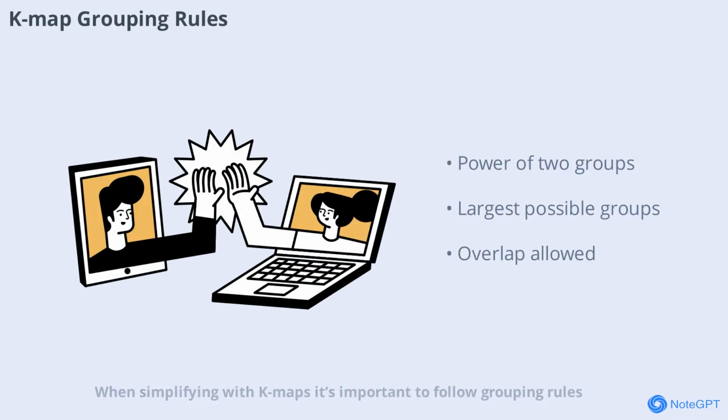In simplifying with K-maps, it's important to follow grouping rules. Groups must contain 1, 2, 4, 8, or any power of 2 cells. Each group should be as large as possible, and groups can overlap if it leads to further simplification. This approach ensures the resulting Boolean expression is as simple as possible, reducing the number of gates in the circuit.